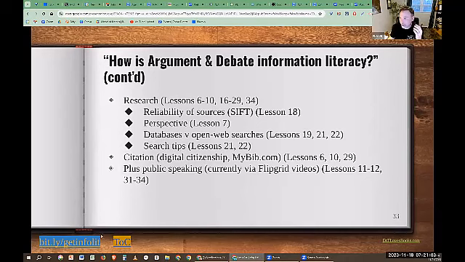Thinking about citation, because we should be encouraging students to cite their sources when they're sharing information, but also to look for how other people are citing their sources. Because if they're not citing their sources, that might be a red flag. And if they are, we want to be able to go and look at those sources and figure out if we can rely on them or not. Plus, public speaking is a good skill. So that was part of our debate portion of the program.